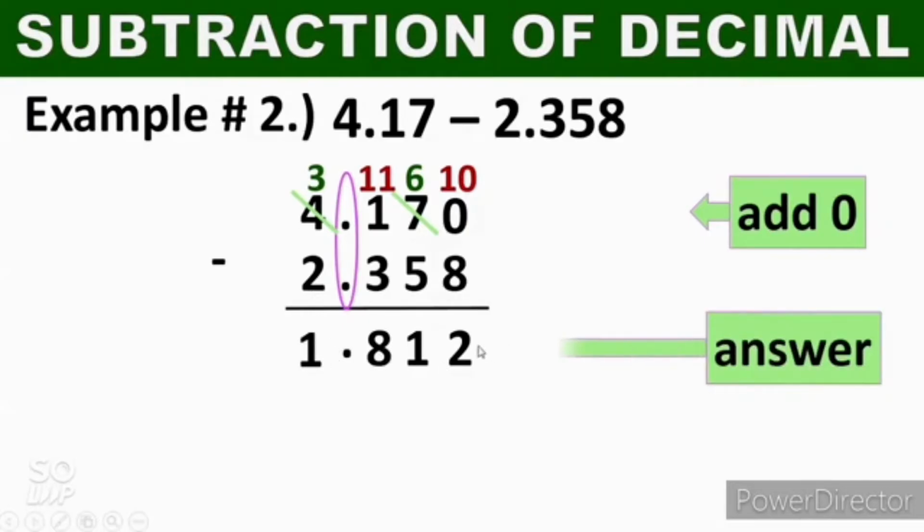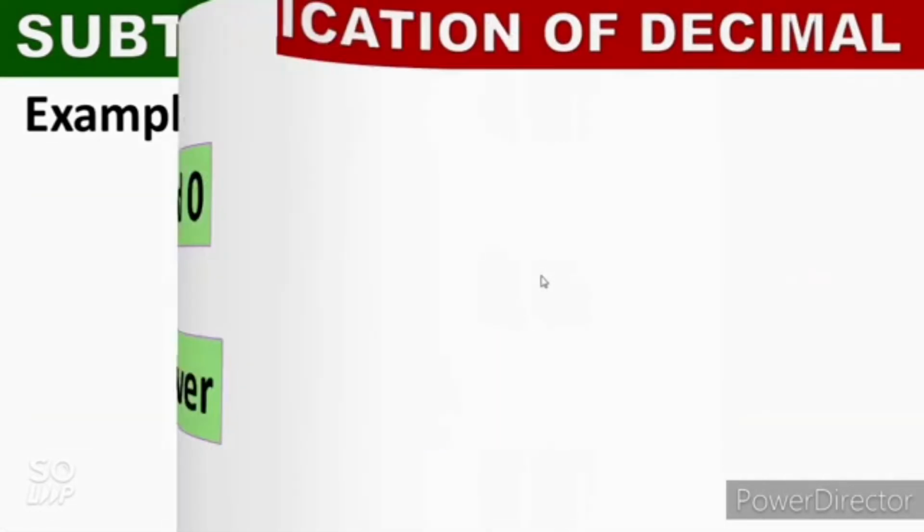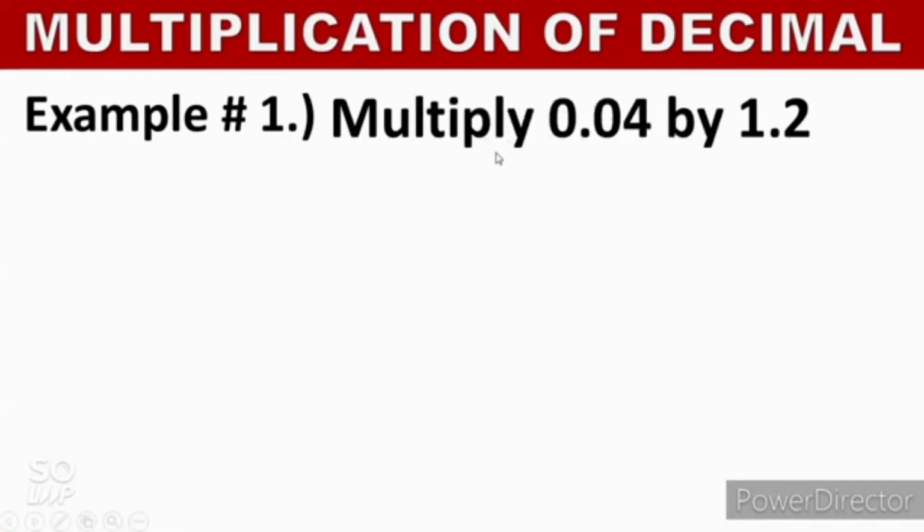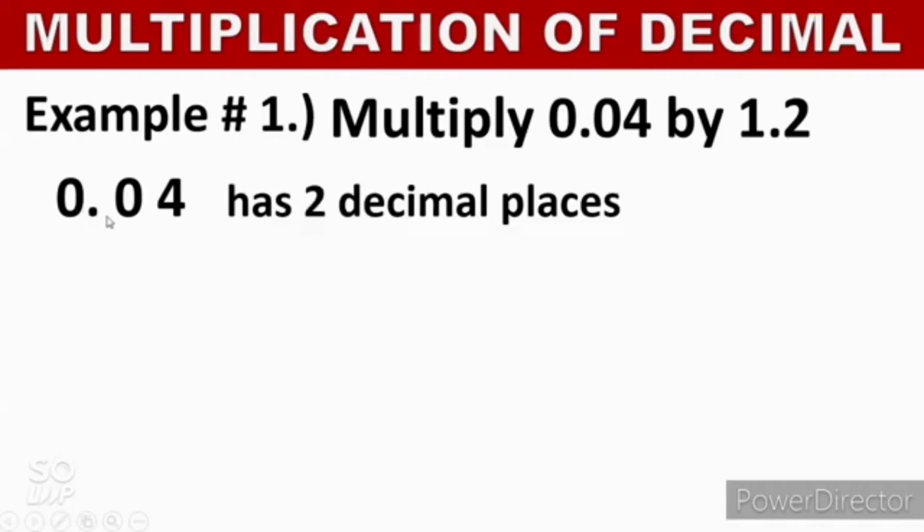Therefore, we have 1.812 for the difference of the given decimals. And that is how to subtract decimals. Next, we're going to proceed to the multiplication of decimals. This is example number 1. Multiply 0.04 by 1.2.